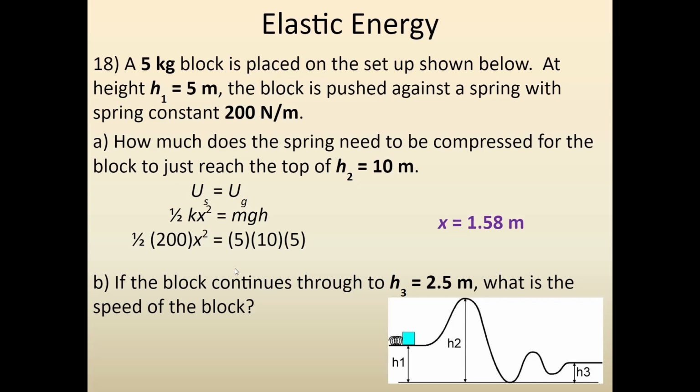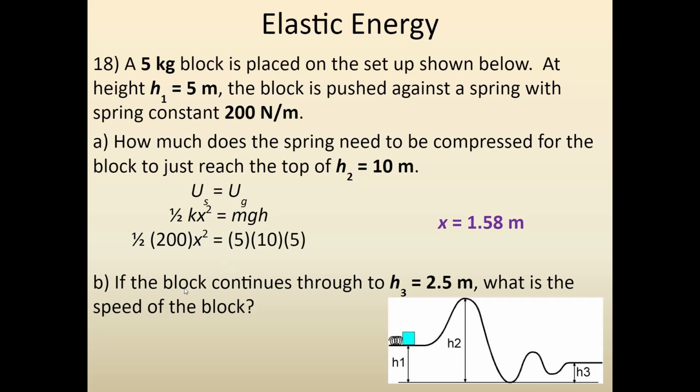Again, you can get this the same way. If you had said that the ground was zero, you would have had an mgh of 5 times 10 times 5 on the left hand side, and the right hand side would have been 5 times 10 times 10 for H2. But you should still have gotten 1.58.